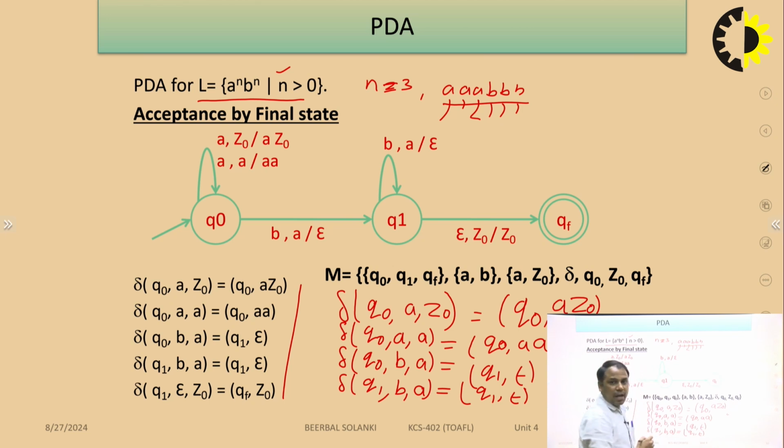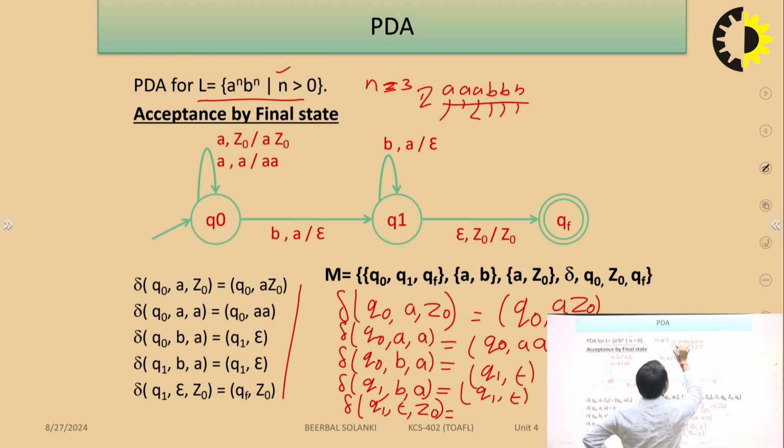How do we write the transition function for the final state? That transition function, state will be Q1, input alphabet, that is empty, top of stack Z0, because here nothing is left on the stack, simply Z0. The start symbol Z0 we inserted at the starting, and in the last Z0 is left as top of stack or start symbol, and the input alphabet is empty.